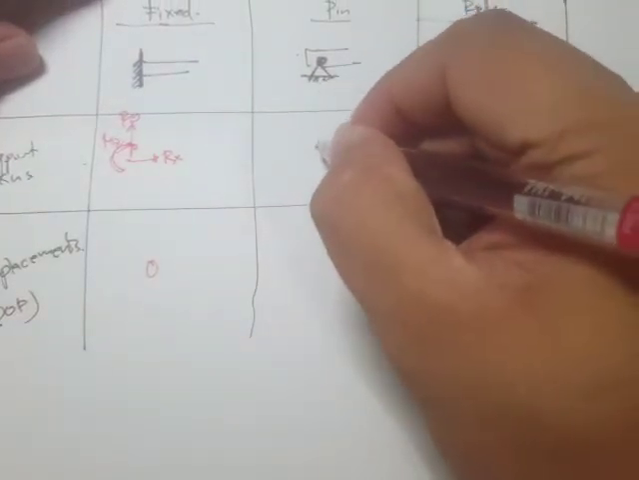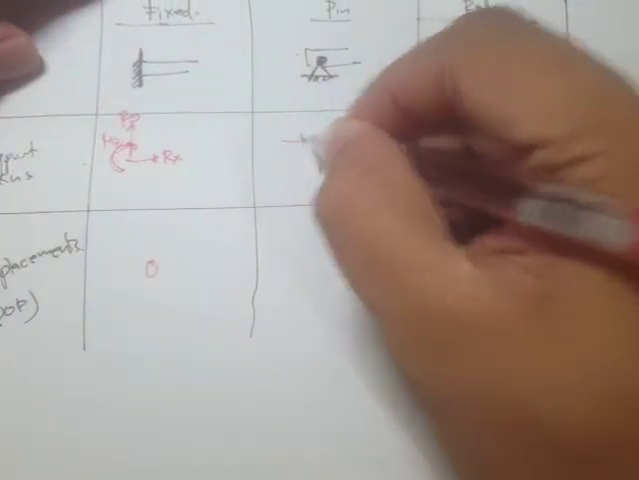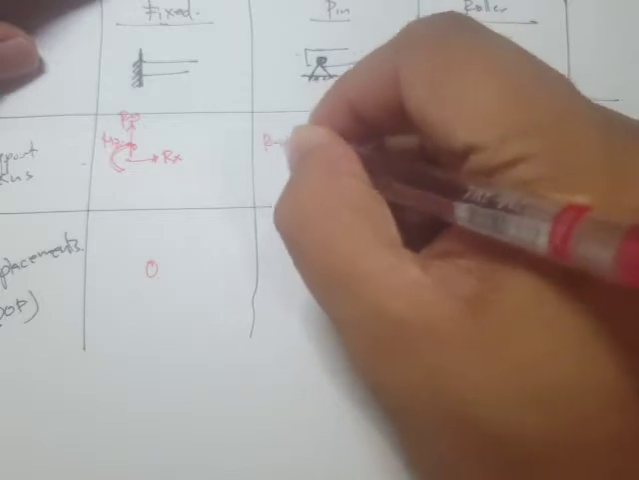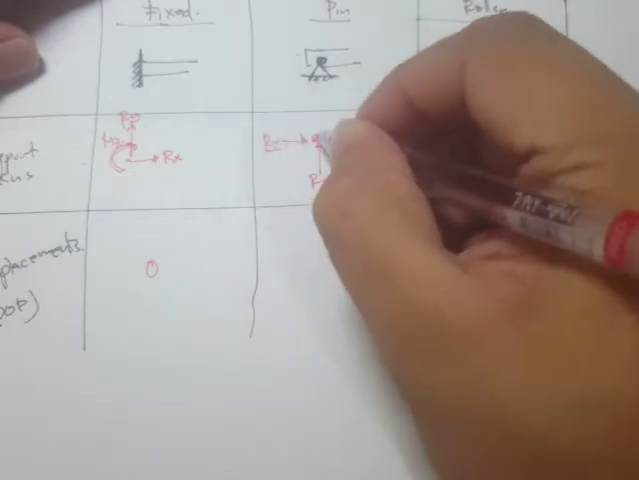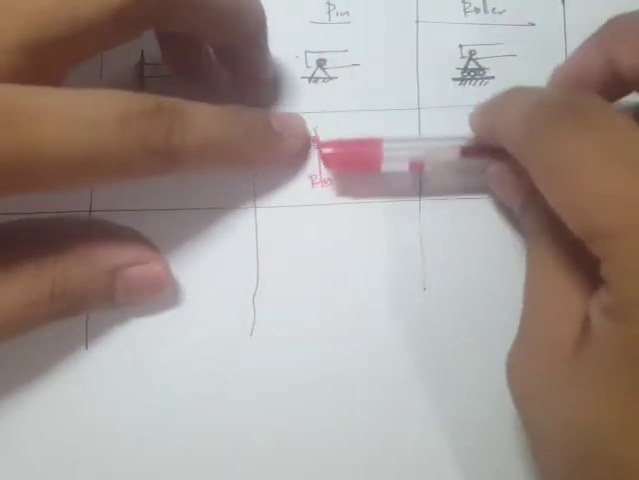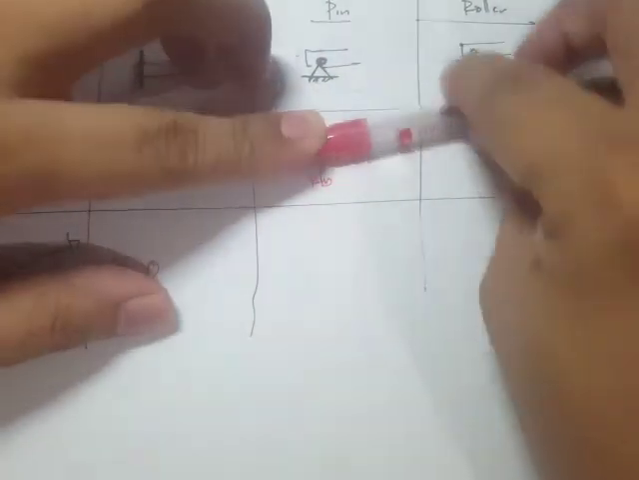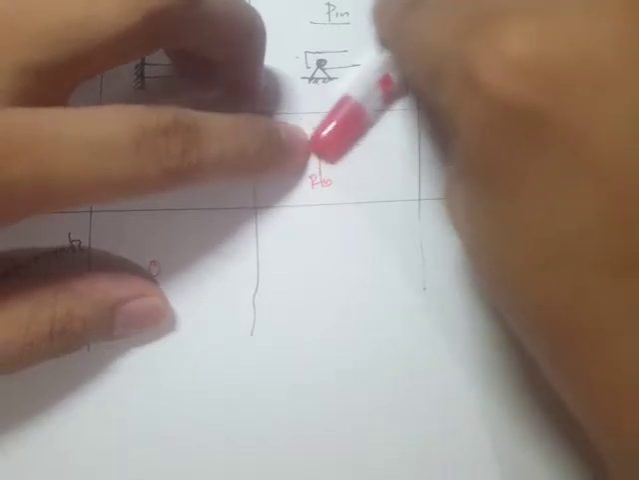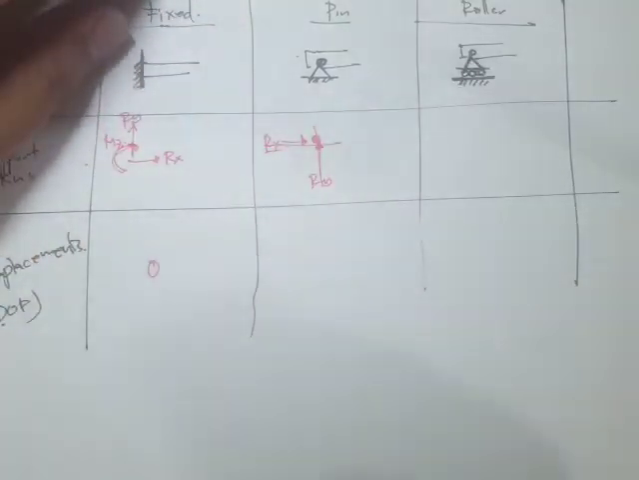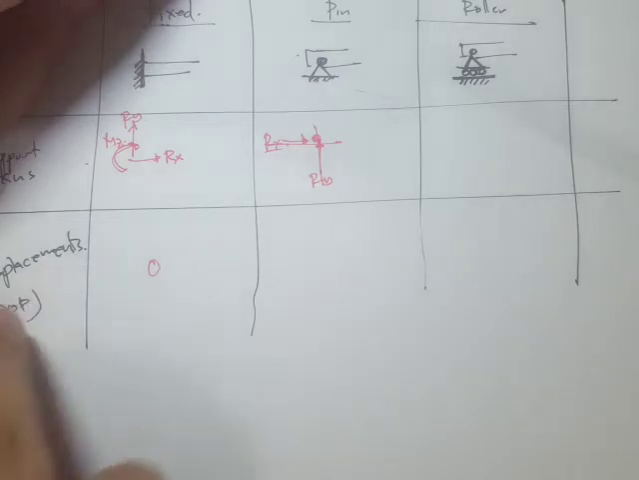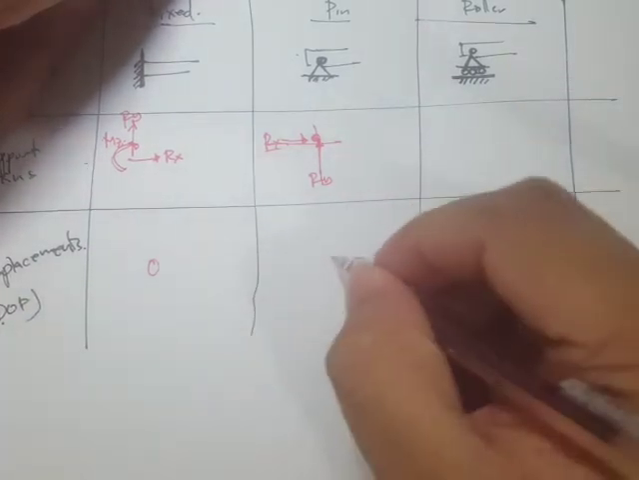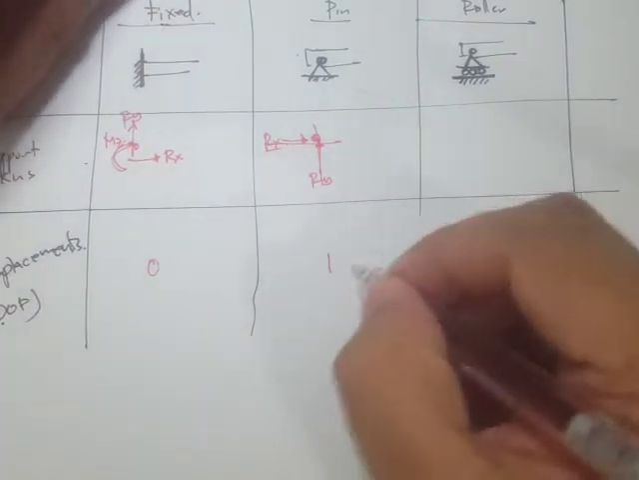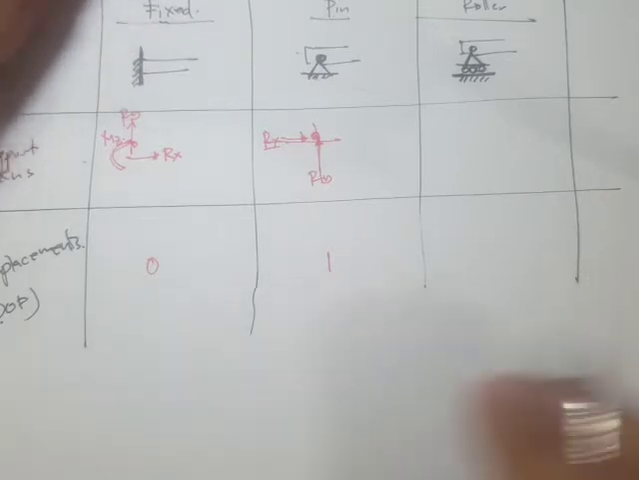Okay, so for a pin, we have only two reactions. So we have R sub y and R sub x. Okay, so with these two reactions, that means that in terms of displacements, it is allowed to rotate. So this is how many displacements? Then it has one. Okay, one rotation about the z-axis.